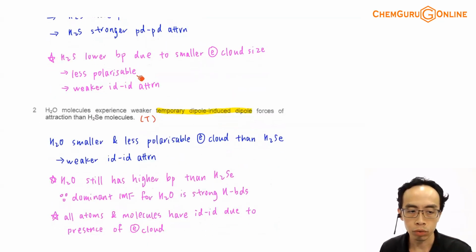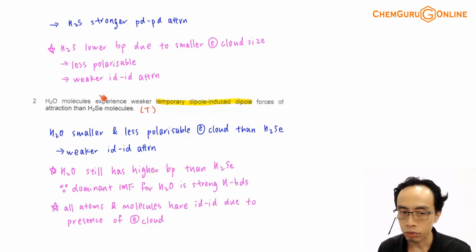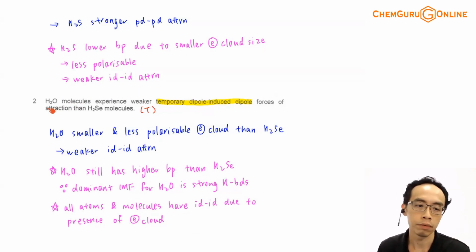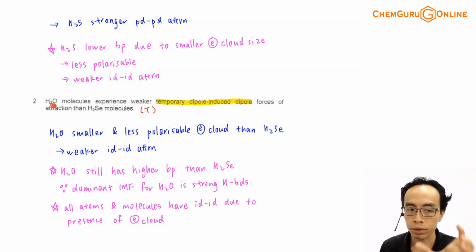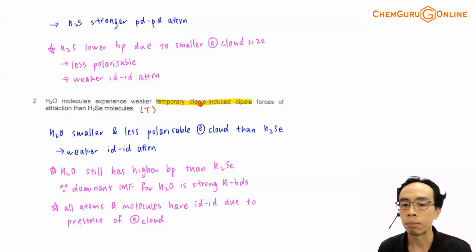Now, how about number 2? Number 2 is a little bit tricky: water molecules experience weaker temporary dipole-induced dipole forces of attraction than H2Se molecules. Some of us will call this instantaneous dipole-induced dipole interaction. Dispersion forces, van der Waals forces, they mean the same thing. Maybe when we consider water, we will say that water obviously has hydrogen bonding, right? So water does not have temporary dipole-induced dipole interaction.